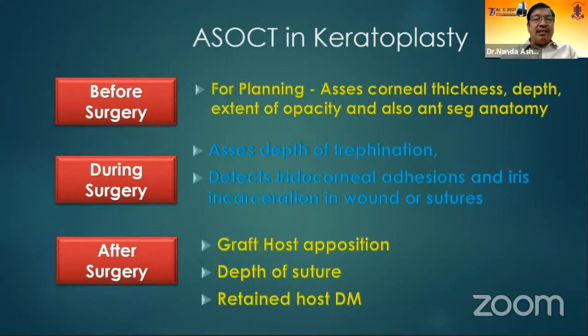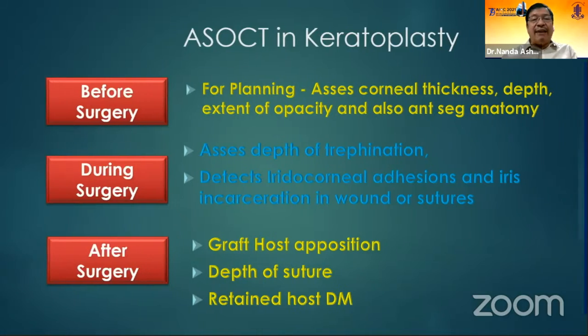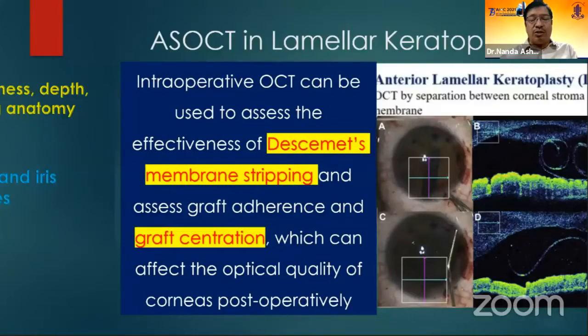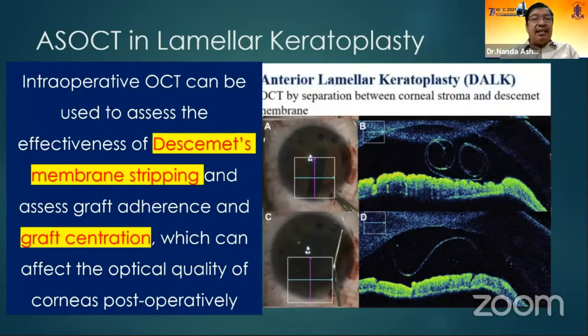In keratoplasty, the OCT can help us in planning the surgery, and during surgery, it gives us the depth of trephination and the presence of any retained Descemet's membrane. And after surgery, it will tell us about the host and graft junction. If we have access to an intraoperative OCT, the Descemet membrane can be visualized, and whether the graft is in place or not can be known.